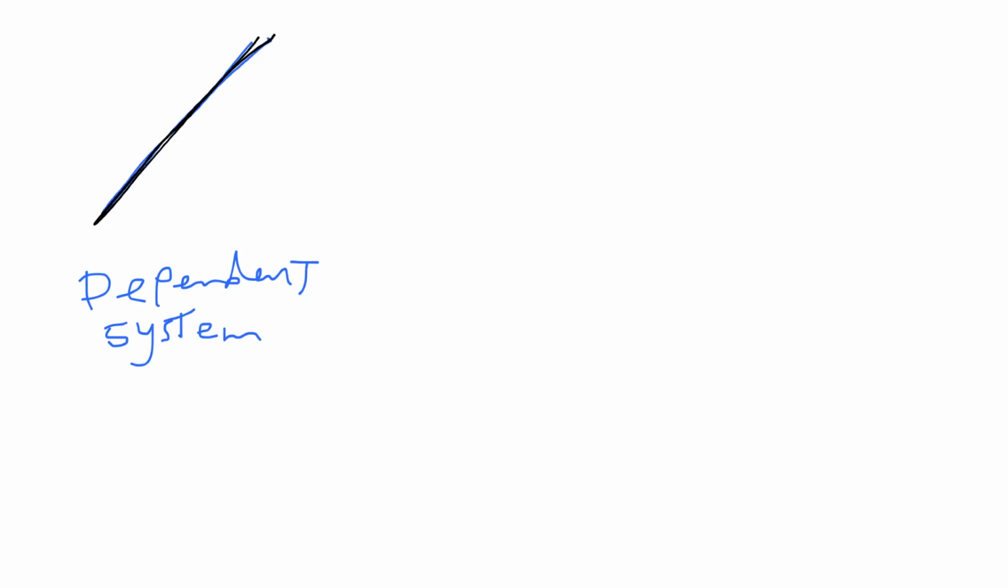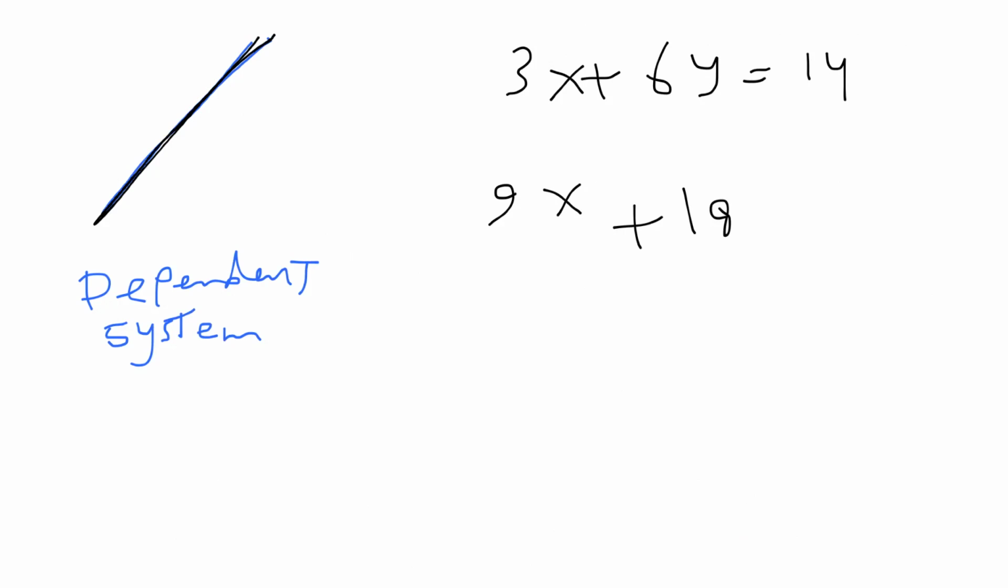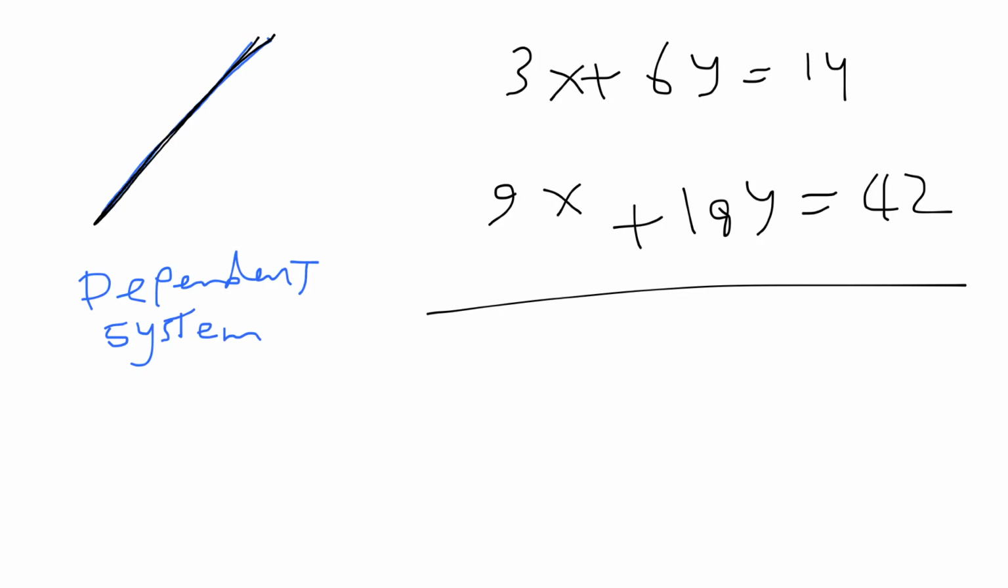Okay, let us see this example. I have here 3x plus 6y equal to 14, and I have 9x plus 18y equal to 42. So these two equations, you try to solve them together. In this case, you can use again the addition method, but before you do the addition method, you need to multiply one of them by a number. So I'll choose to multiply by -3.